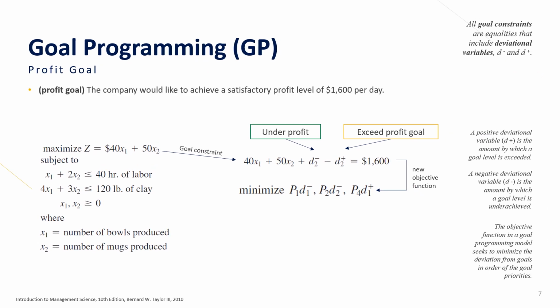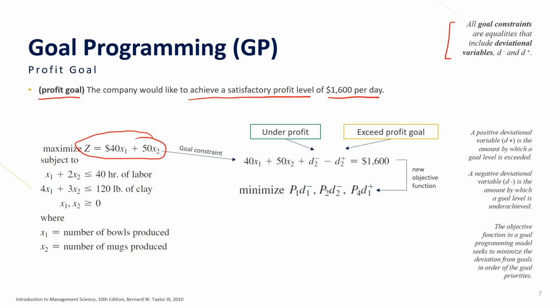Okay, now we move on to the second goal, where we have the profit goal. It is stated before that the company would like to achieve a satisfactory profit level in the amount of 1,600 US dollars per day. So the constraint that will relate to this one is the constraint related to the objective itself. Okay, we will convert it into a goal constraint.